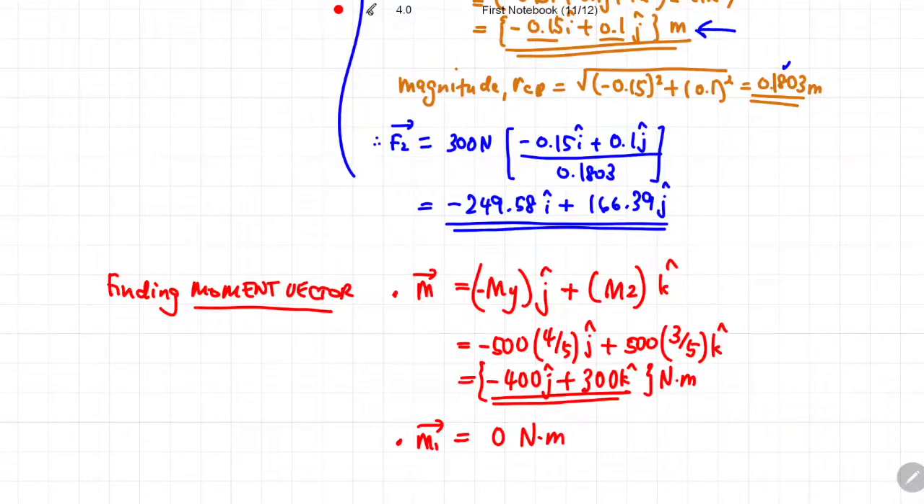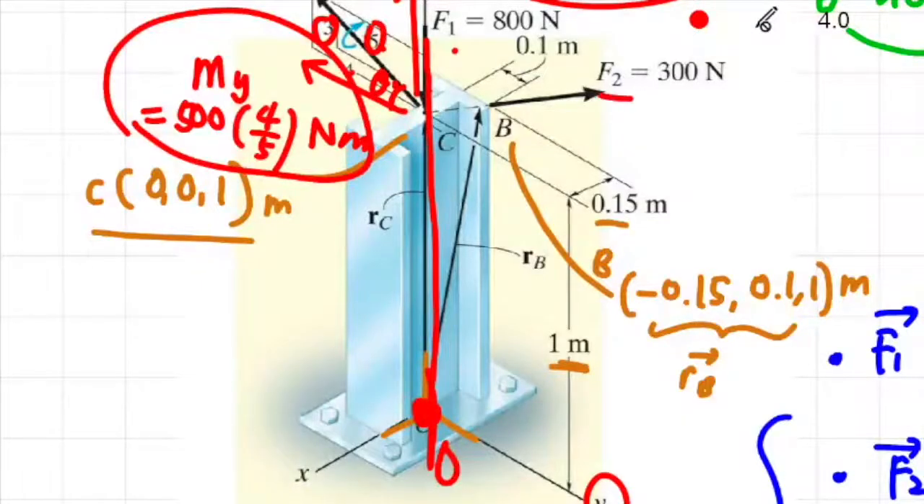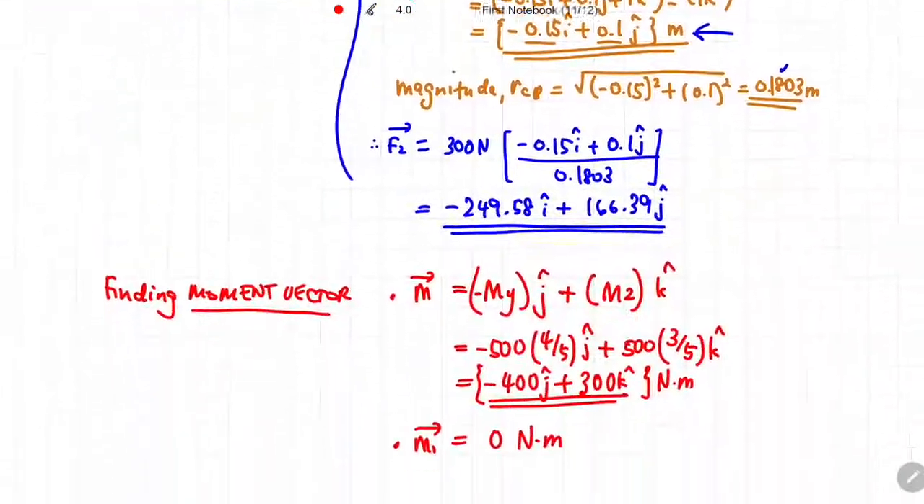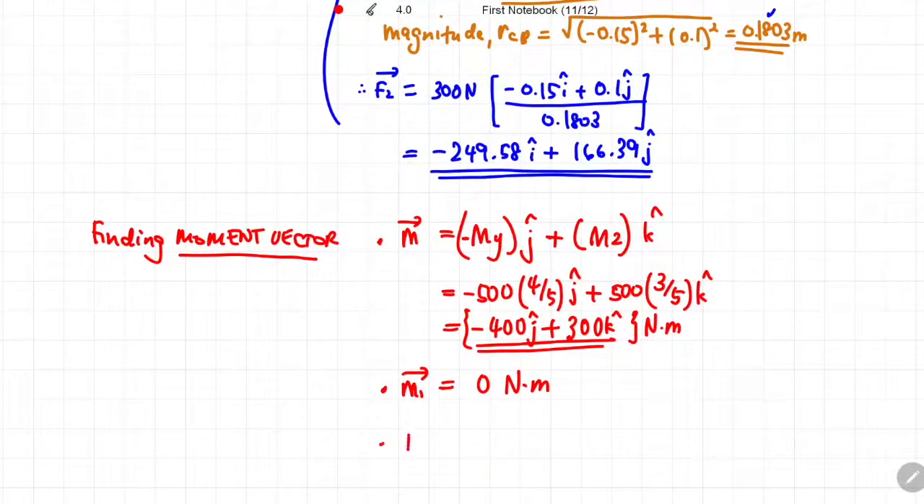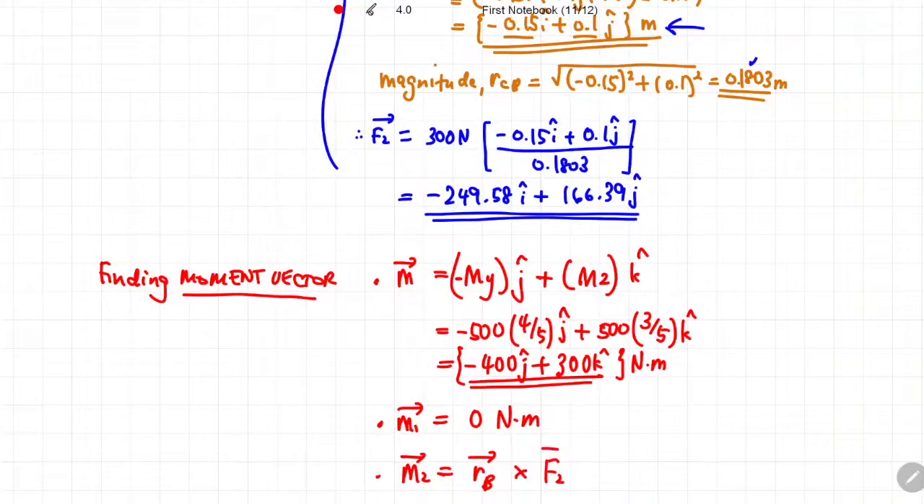Okay, so that's done. The third item that we need to look for is the vector of M2. M2 is the moment caused by force 2 over here. If you recall from the previous lecture, the vector of moment can also be calculated by using cross product, whereby you cross product the position vector connecting the rotation point to the line of force with the vector of the force itself. So you need to find rB cross product with F2.